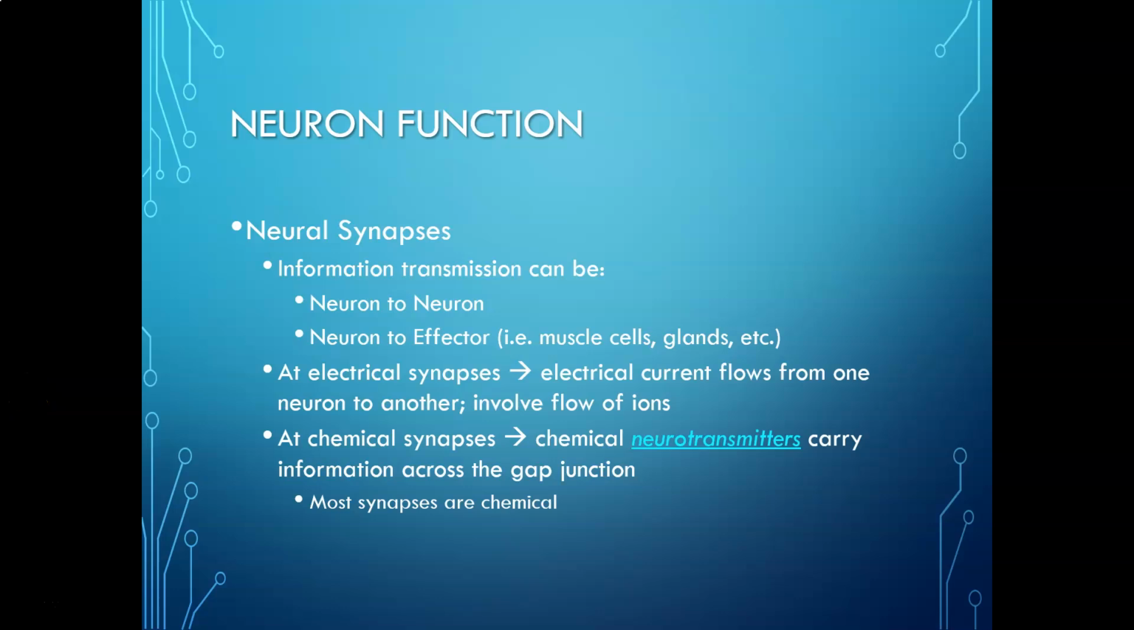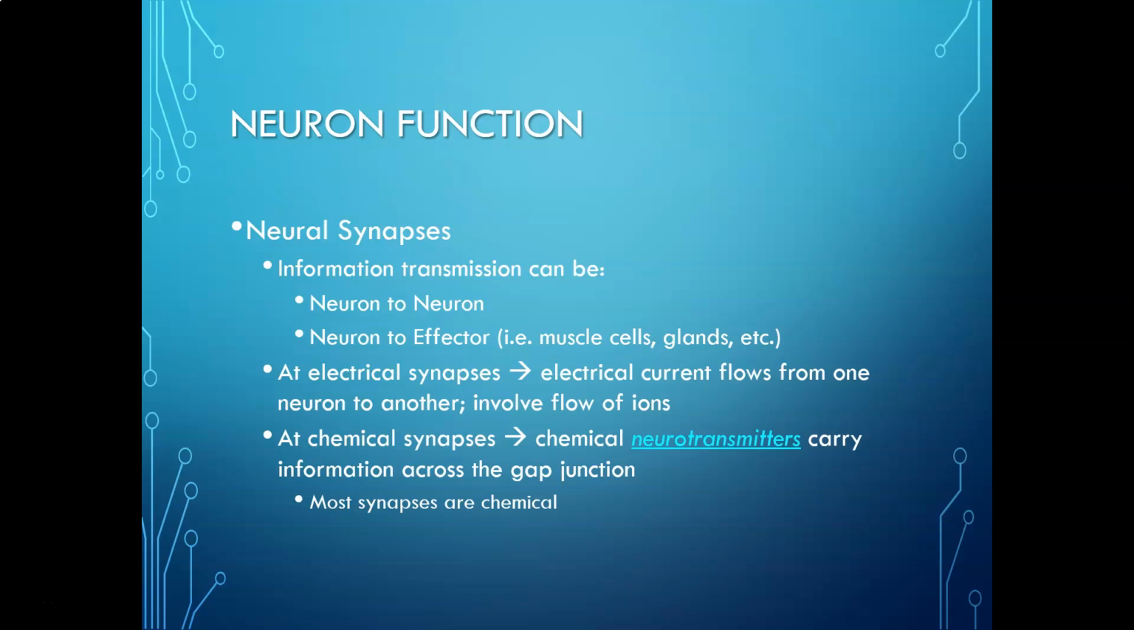All right, ladies and gentlemen, welcome back. Today we're going to pick up where we left off. We've been talking about action potentials and sending these signals down the axons, but what actually happens to that signal once it reaches the end of the axon? That's where neural synapses come in.